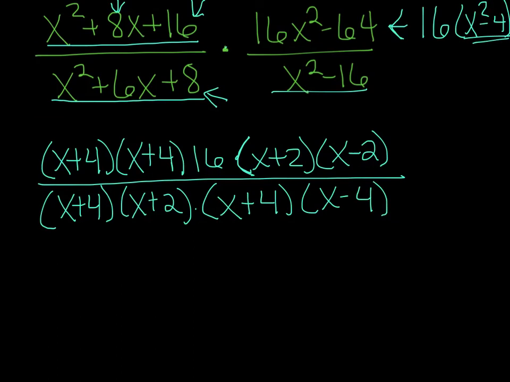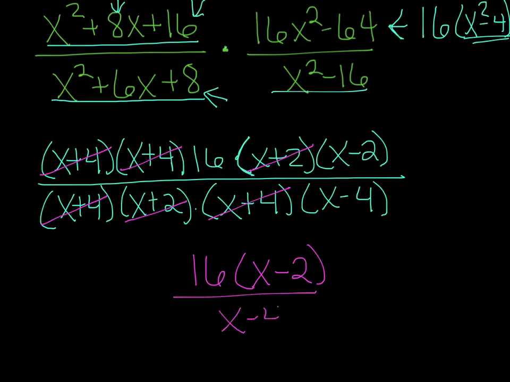So now we can start crossing out. These can go, and these can go. The x plus 2's can go, and what we are left with is 16 and x minus 2, leave it factored, all over x minus 4. That is your final simplified version.